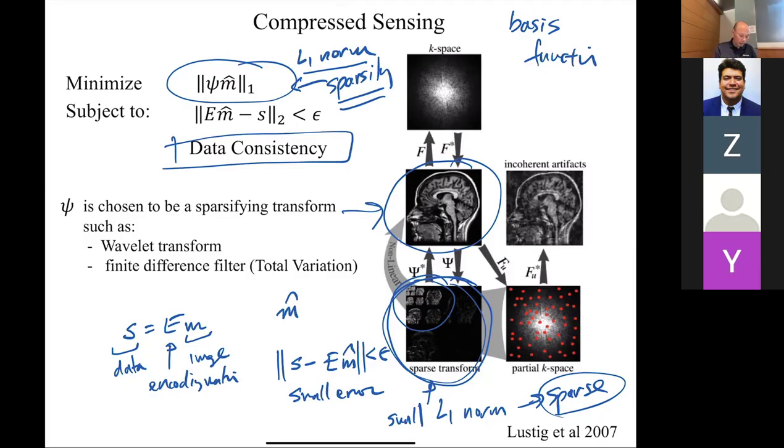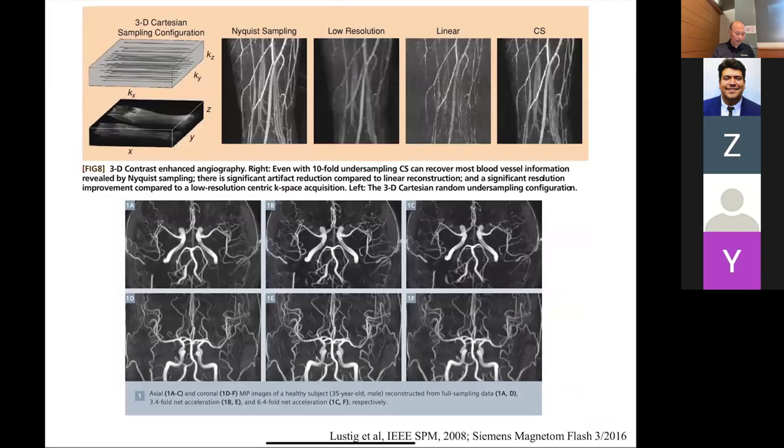Okay, so we choose phi to be a sparsifying transform. And what we talked about is there's the wavelet transform. There's also something called the finite difference, the total variation, which is basically taking the derivative of my image. So that works really well. I'll show you some images where that works really well. And here it is actually.